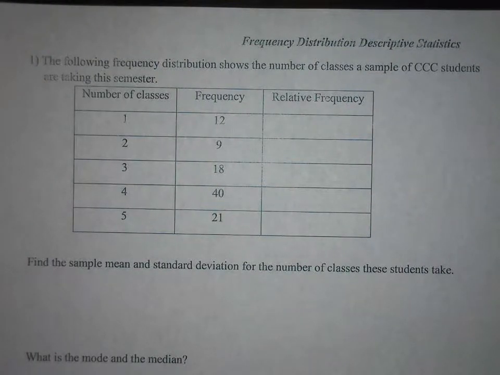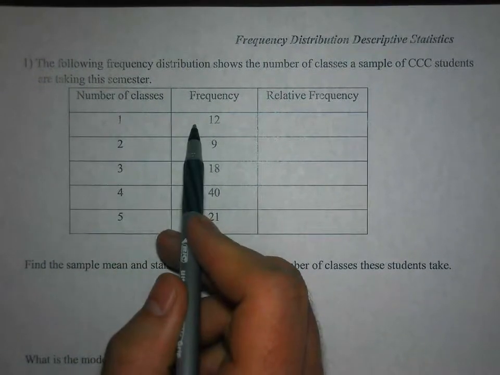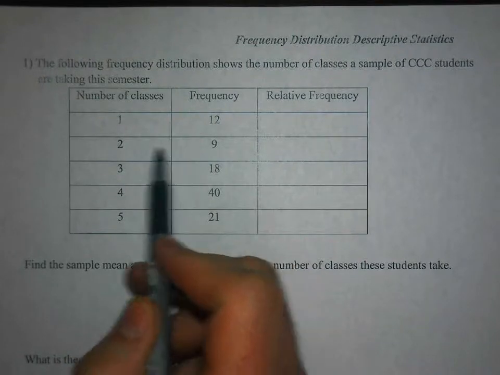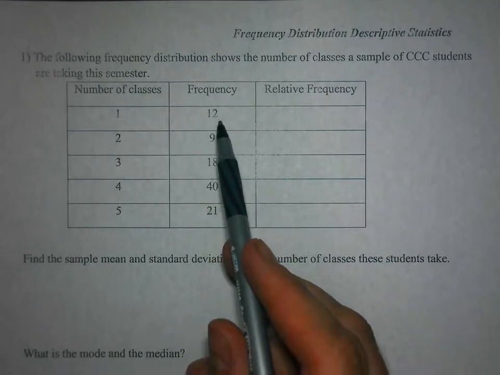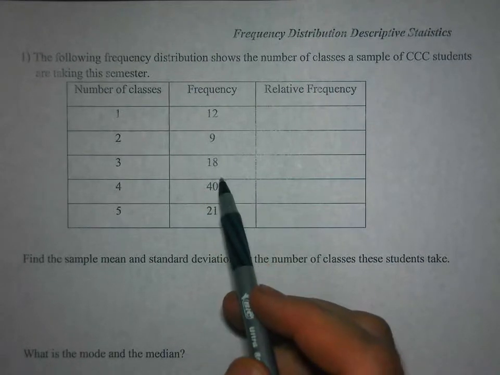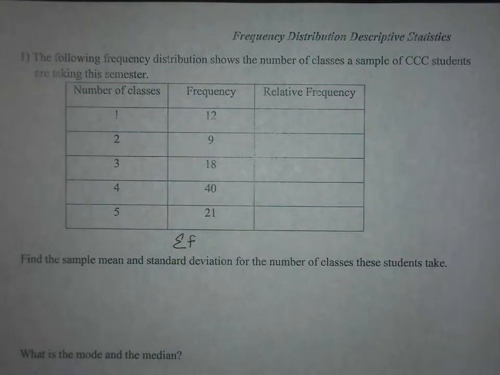Given a frequency distribution, we can find descriptive statistics: the mean, median, mode, standard deviation, range, all those different descriptive statistics. So given this example, with the number of classes a sample of CCC students said they take this semester, remember that to read this, 12 students said they take one class, 9 students said they took 2 classes, and so on. When you add up the frequency column, 12, 9, 18, and so on, you get the sum of F.